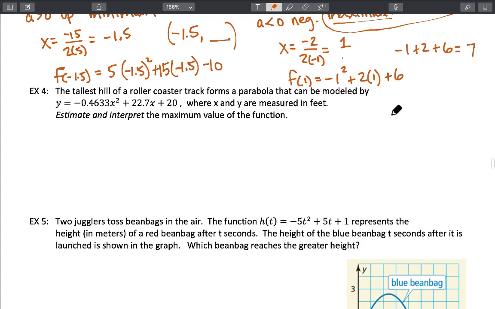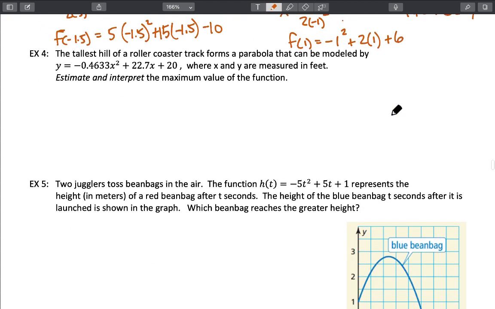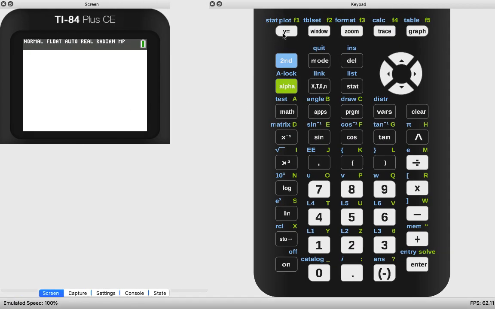All right, we are going to pull out the graphing calculators for this next one, so get that graphing calculator handy. What it says here is that the tallest hill of a roller coaster track forms a parabola, and it can be modeled by this function, where x and y are measured in feet. I want you to estimate and interpret the maximum value of that function. So let's go to our graphing calculators, and we will type into y equals our function here.